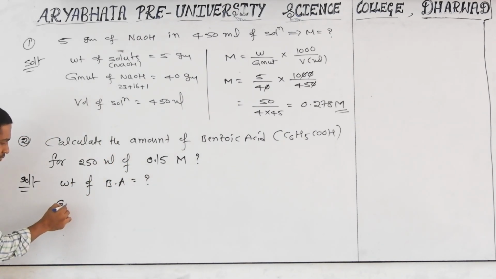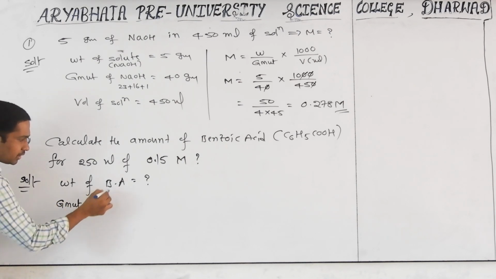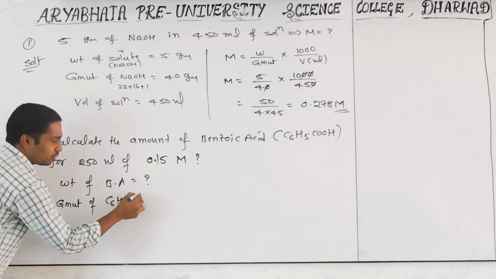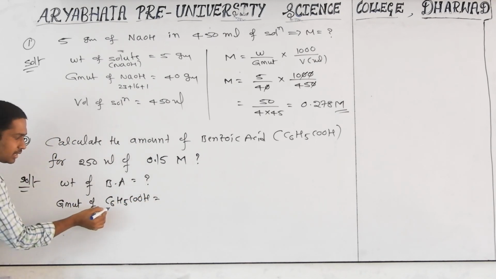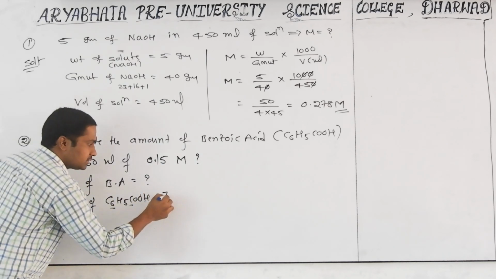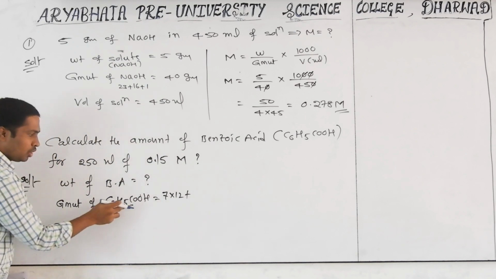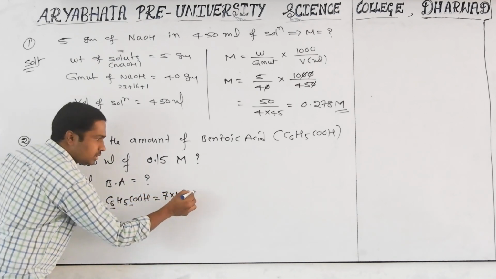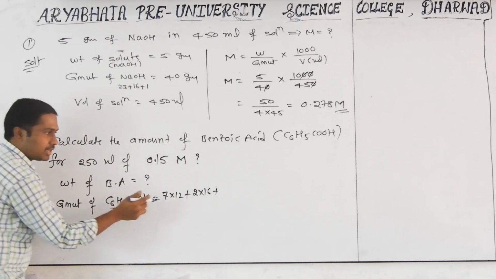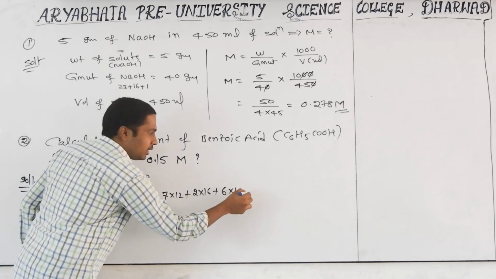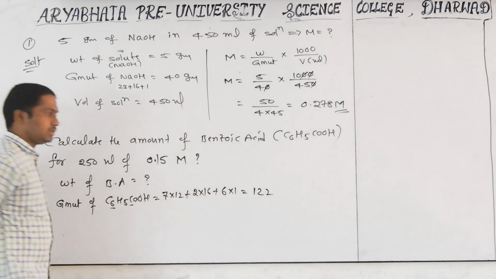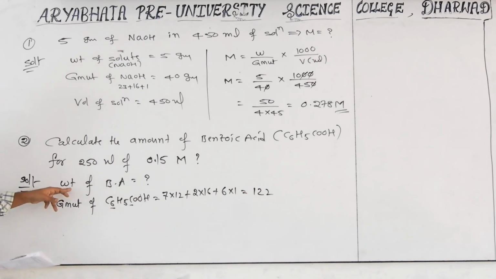What is the gram molecular weight of benzoic acid? The formula is C6H5COOH. Calculate very clearly. How many carbons are there? 7 carbons, so 7 into 12, plus 2 oxygens, each 16, plus 6 hydrogens, each 1. How much is coming? 122. Yes, 122 is coming.